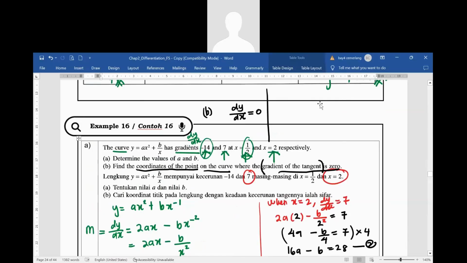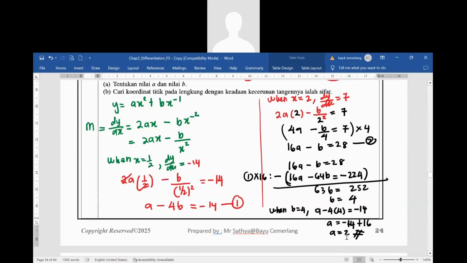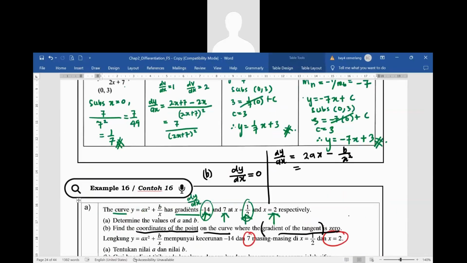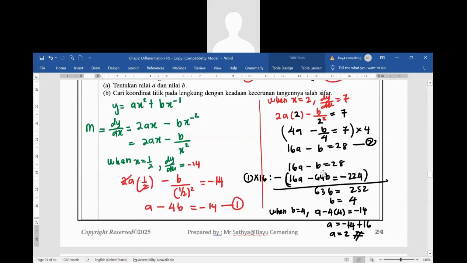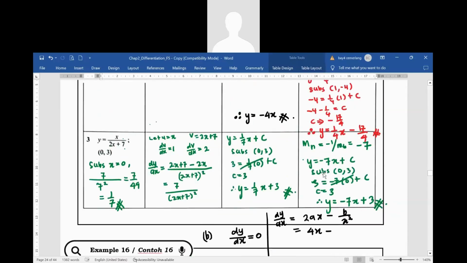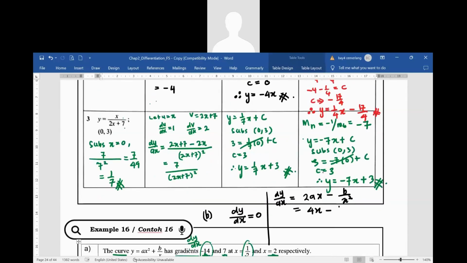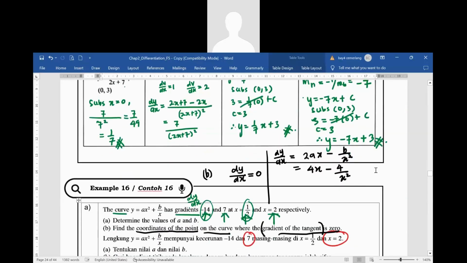Lepas tu kita dah cari A dengan B punya value kan? A ialah 2. 2 darab 2, 4. 4x minus B. B ialah apa? B ialah 4. 4 over x square lah. Okay, now this dy dx we let equals to 0. Cari dia punya x. Oh, panjang lah soalan ni.